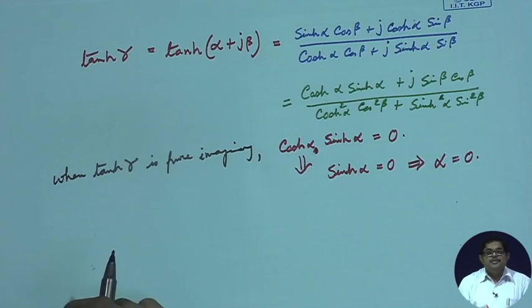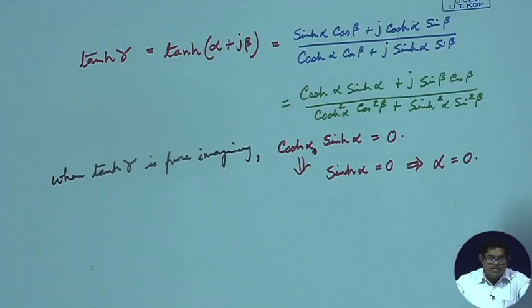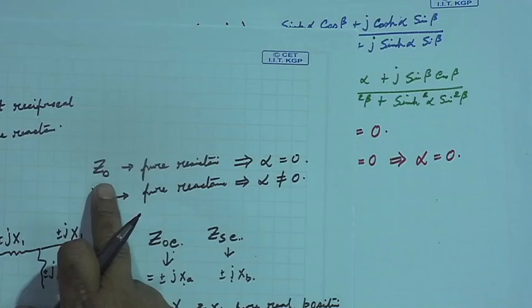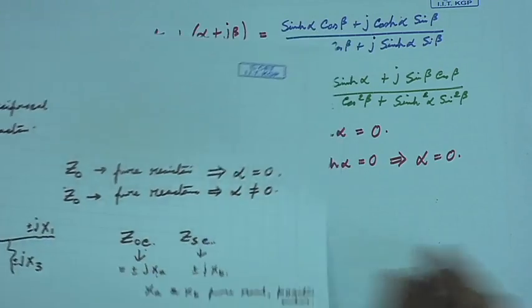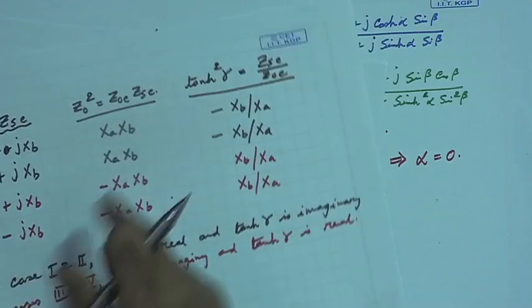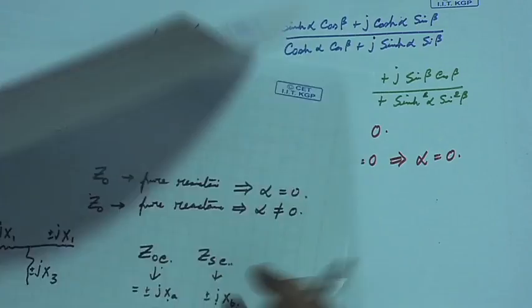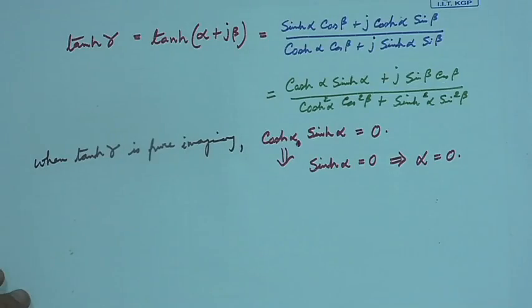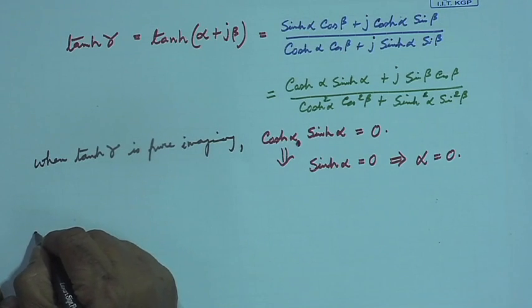So, the theorem, where is the theorem? The theorem said that when Z naught is pure resistance, alpha is equal to 0. You see, Z naught is pure resistance, and from this I got that alpha is equal to 0. So, okay. And let us see the other option.